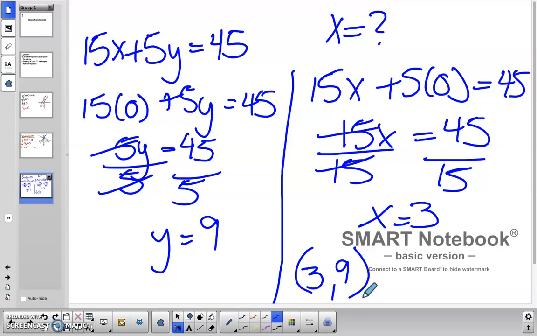So that's how you would find the x and y-intercept. You just need to make each value 0 one at a time, and you can solve for it. It turns it into a one variable equation.